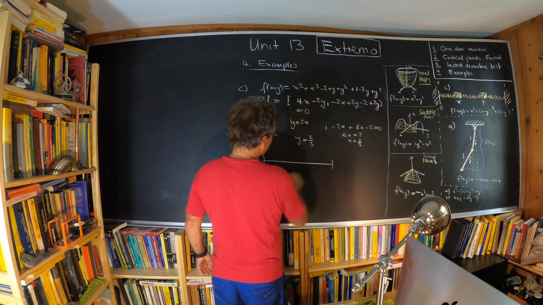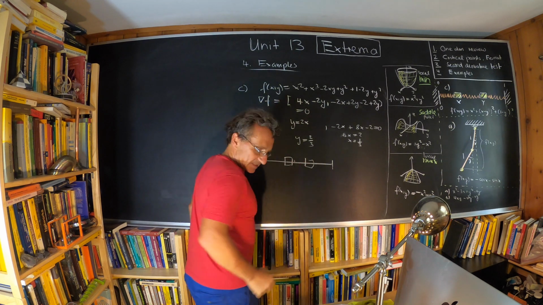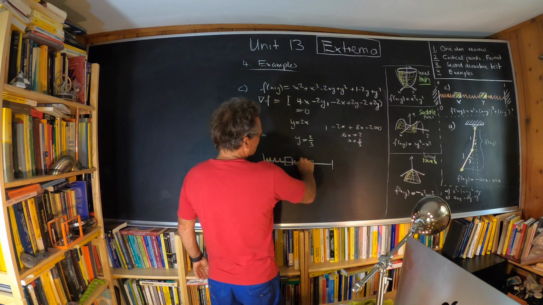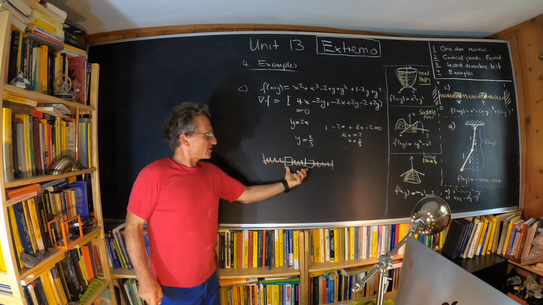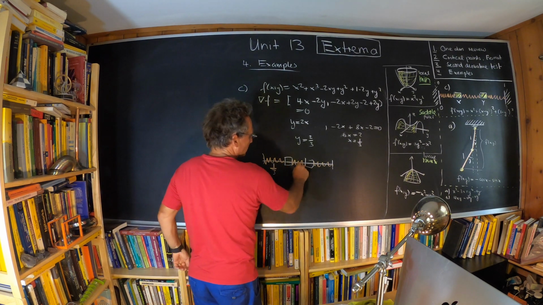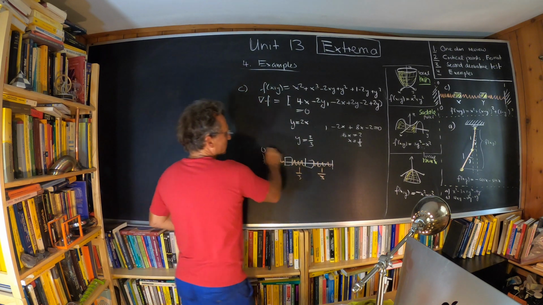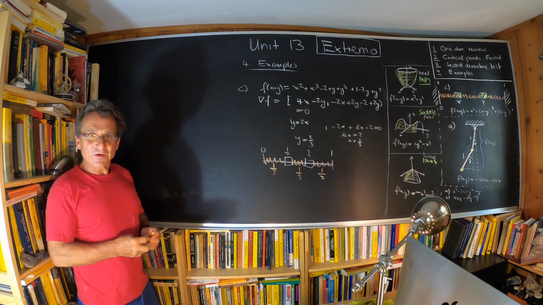So what you see is that the system settles at the most symmetric situation. It settles at the situation where we have just equal distance, 1/3, 1/3, 1/3 here. Because that's 0, that's 1, that's 1/3, that's 2/3. So that's the first case.